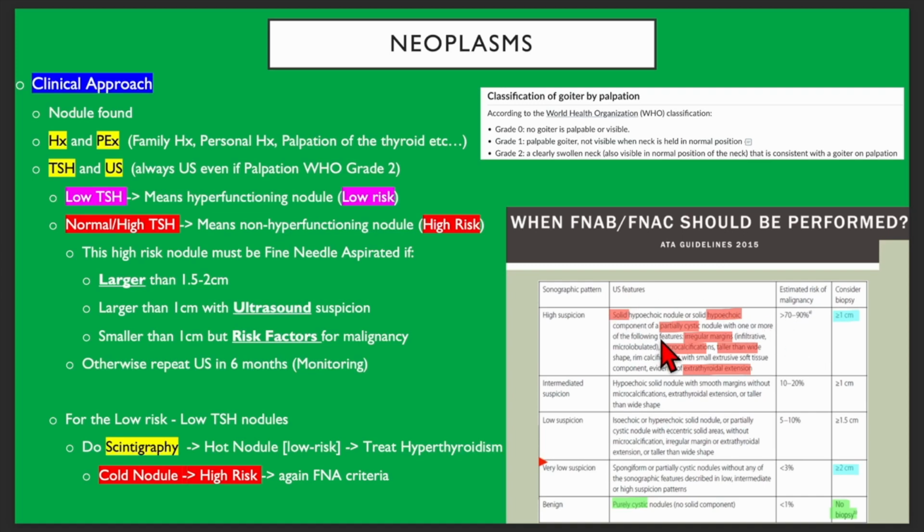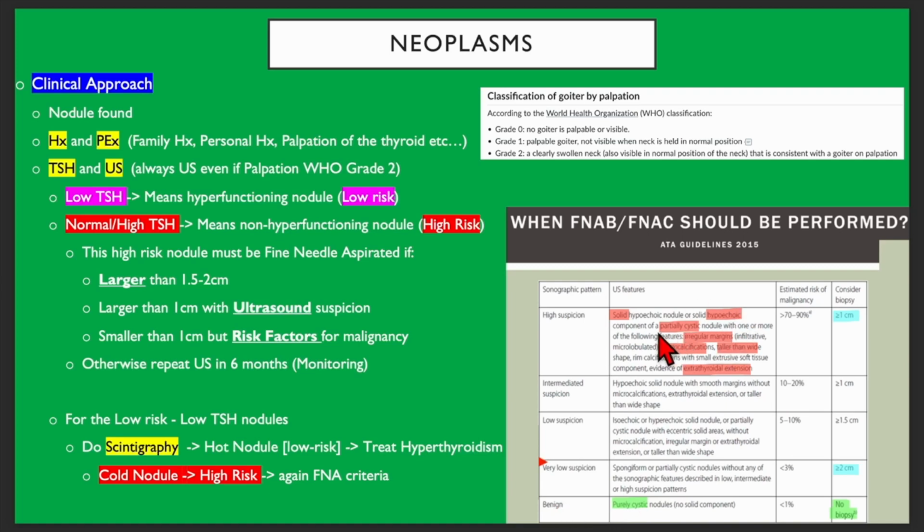And here I highlighted the high risk factors: solid, hypoechoic, partially cystic, irregular margins, taller than wide, microcalcifications, extrathyroidal extension, basically everything we talked about in the red flags. So this is the ultrasound criteria. And look at here, purely cystic, no biopsy is needed. So if you have a cyst that is purely cyst, 100% cyst, it's benign.